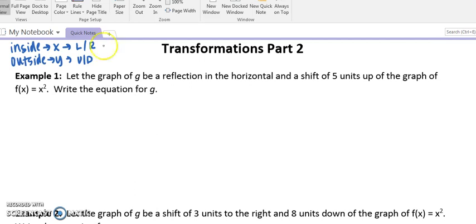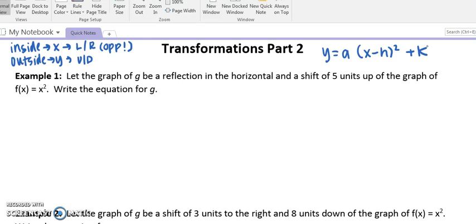And remember, sometimes when it's inside, it's the opposite than you would think, because the original formula has a minus in it. y equals a(x minus h) squared plus k. Okay? There it is. Transformations.